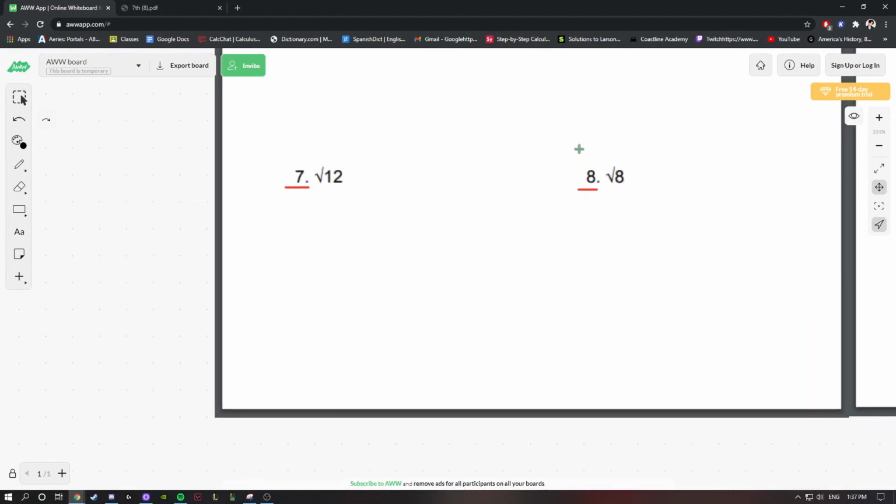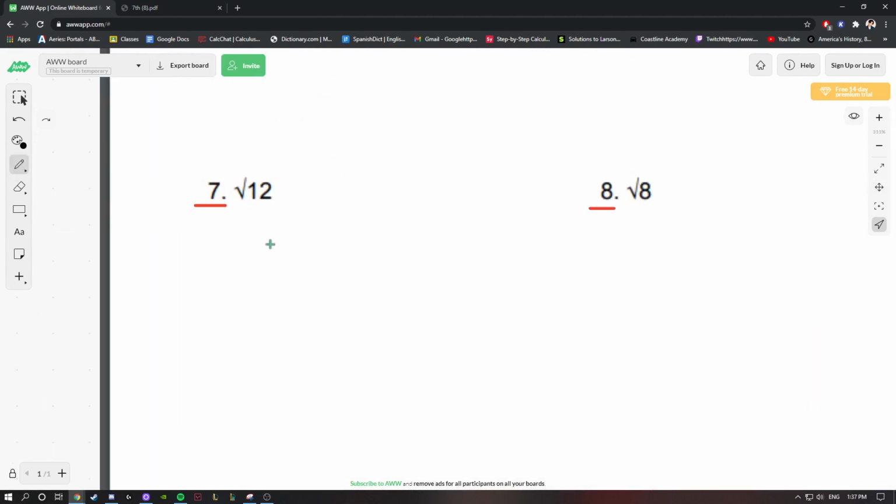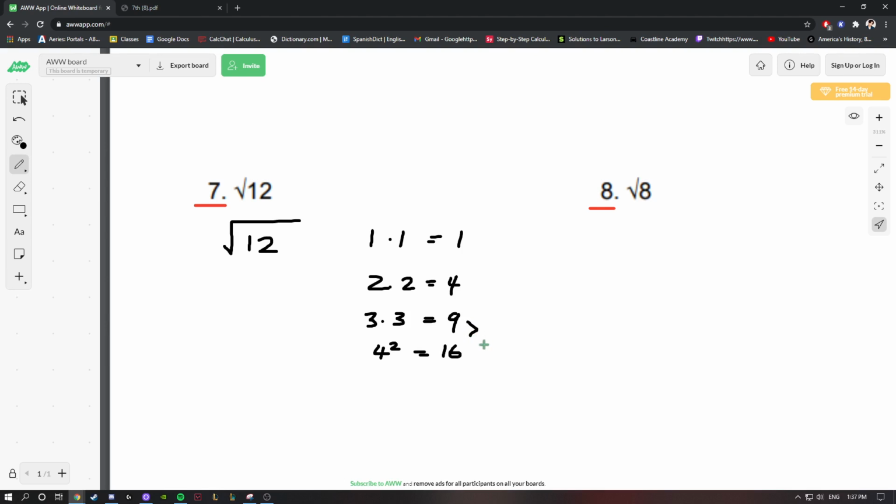Okay, so moving on, like I said, sometimes our square roots aren't always perfect, but we can still do them. We have square root of 12 here, right? And 12 is not a perfect square, because 1 times 1 equals 1, 2 times 2 is 4, 3 times 3 is 9, 4 squared is 16. And then 12 should come somewhere in between here, but there's not a perfect square, like I mentioned.